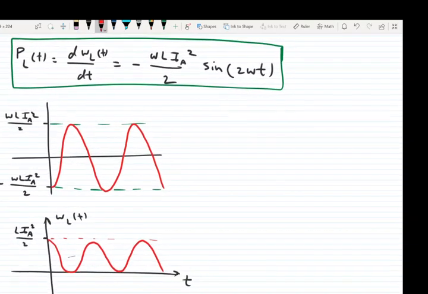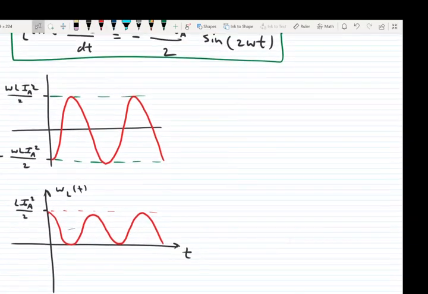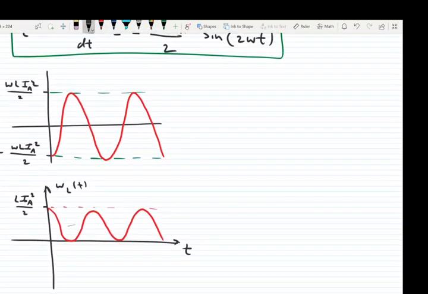Now, some conclusions from these two figures. Let's see what we have. The first thing is both pL of t and omega L of t are periodic functions.